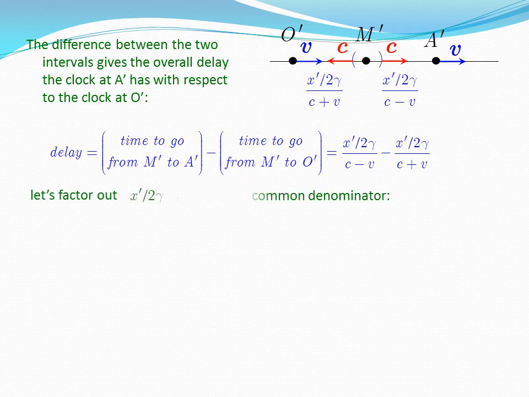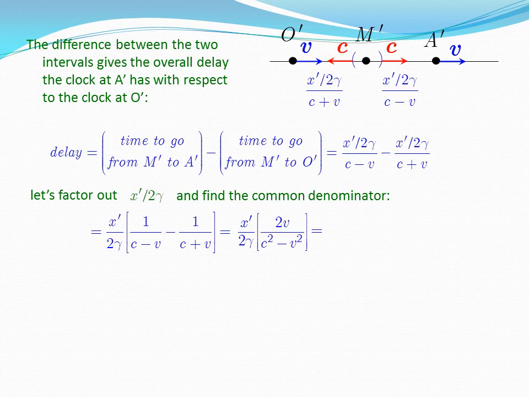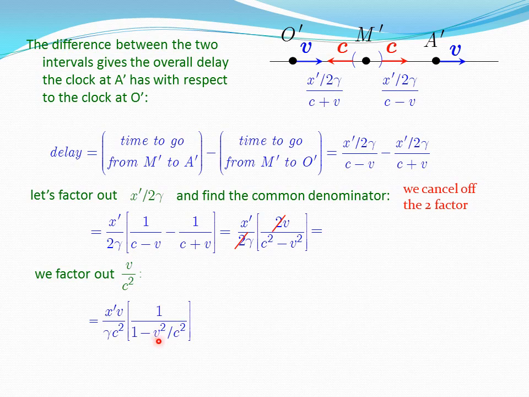Here we can do some calculations. We can factor out x' over 2 gamma, and here we can find the common denominator, which is c squared minus v squared, and if you do the calculations you are left with 2v at the numerator. Then we cancel off the 2 factor, we factor out v over c squared, and you are left with a v squared over c squared at the denominator and a factor 1 over here.